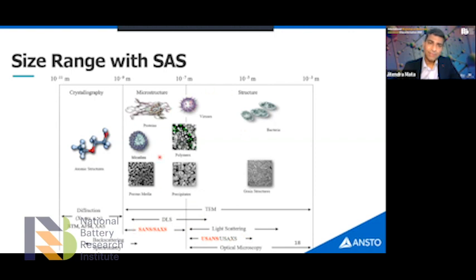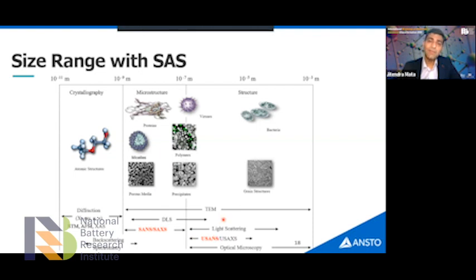Most of the physical chemistry happens in this size range anyway, right? So that's why it's becoming very high in demand, both in terms of material characterization and also industrial research. So if you combine SANS and USANS, the size range which you get is 1 nanometer all the way to 20 micron.